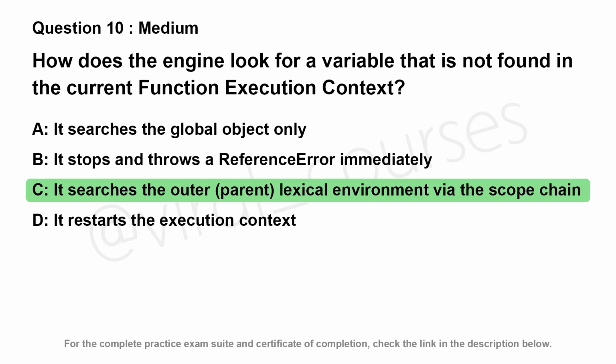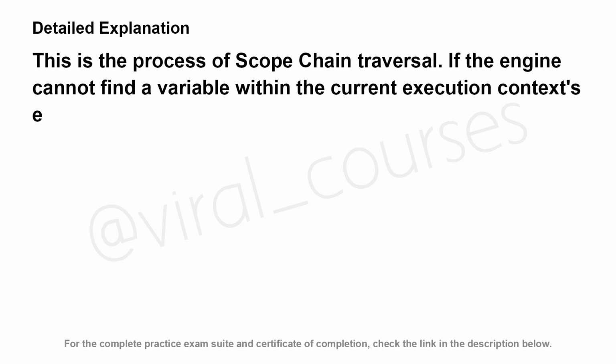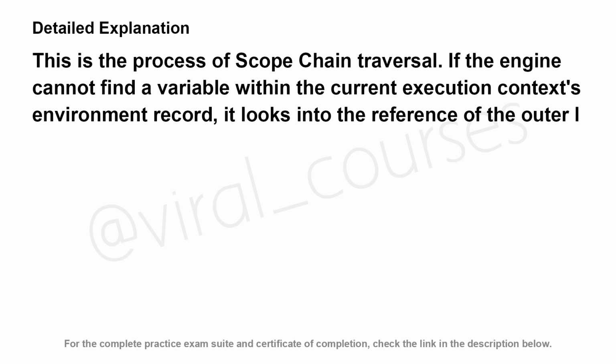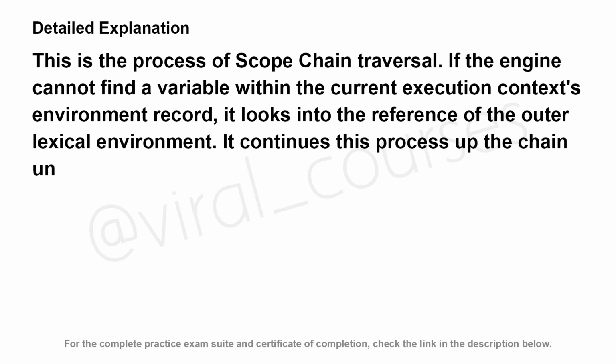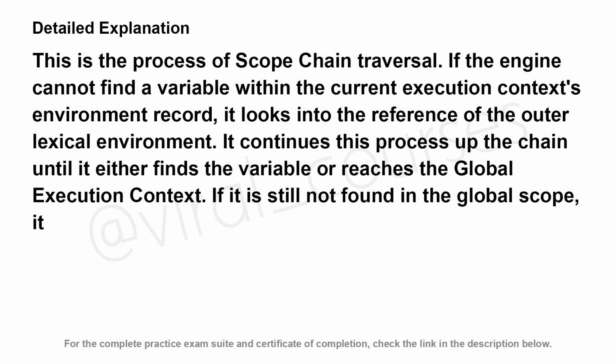The correct answer is C. This is the process of scope chain traversal. If the engine cannot find a variable within the current execution context's environment record, it looks into the reference of the outer lexical environment. It continues this process up the chain until it either finds the variable or reaches the global execution context. If it is still not found in the global scope, it throws a reference error.